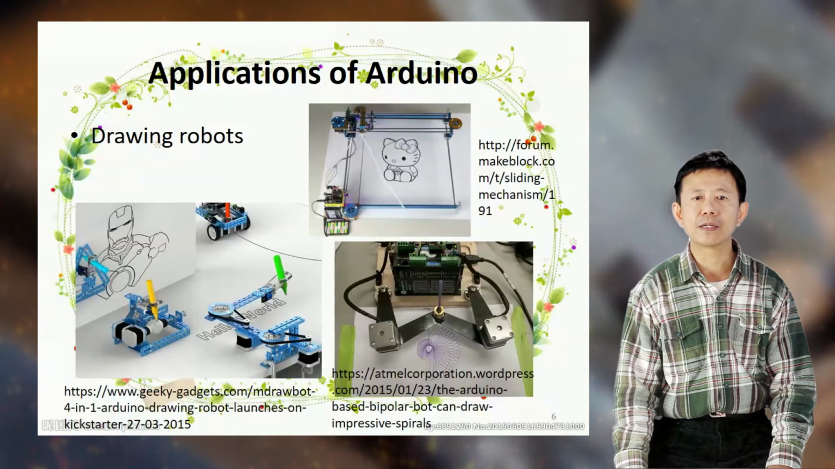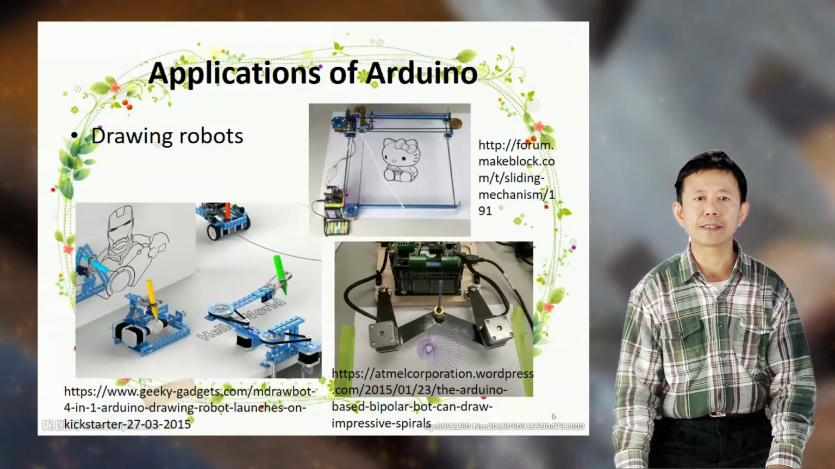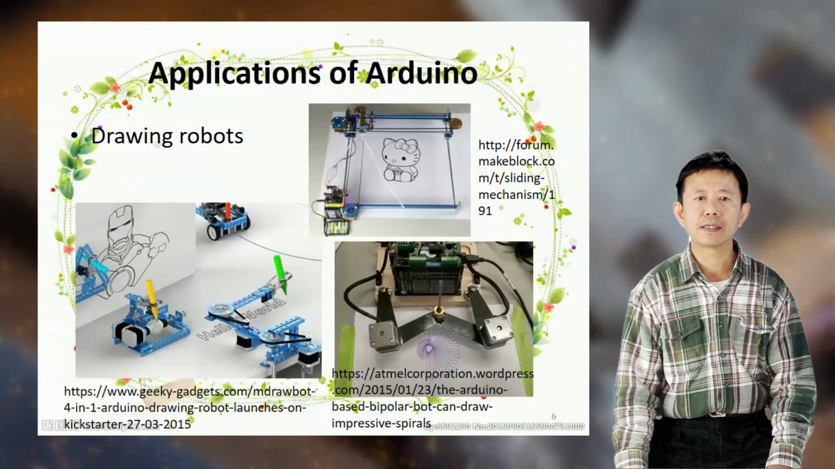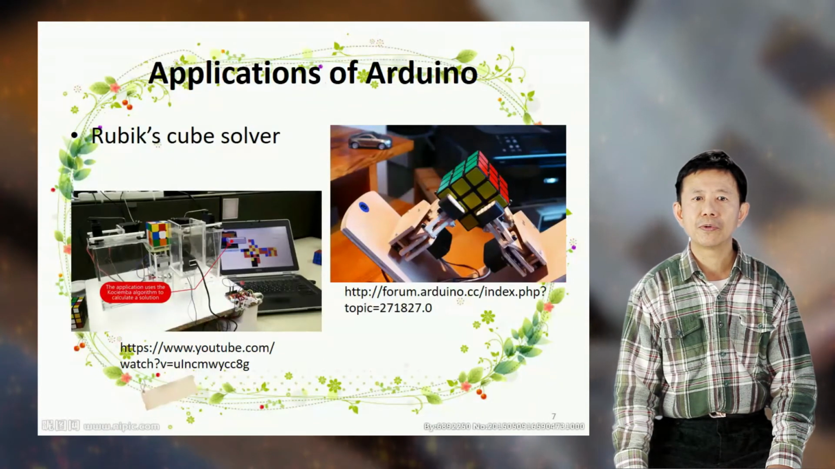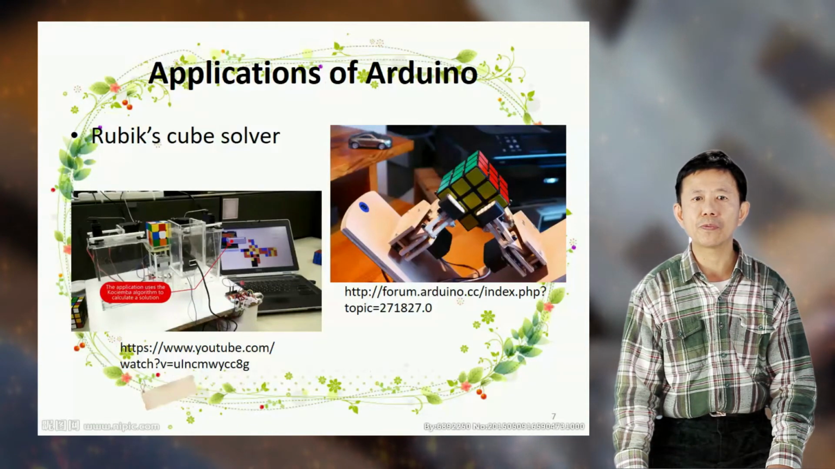In this slide, we have 3 different drawing robots. These robots can write and draw figures. Here, you can see figures of the Iron Man, Hello Kitty, and Spyros. Next, we have 2 Rubik's Cube solving robots. Again, Arduino is used to manipulate the Rubik's Cube. Go to YouTube, you'll find many films on Rubik's Cube solving robots.